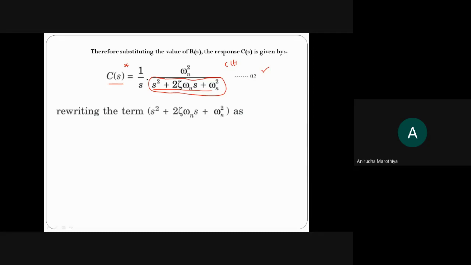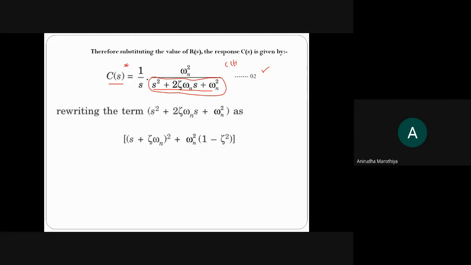That means we need to convert it maybe in the form of (s plus a) square or (s plus b) square, or you will see Laplace of sin or Laplace of cos. Ultimately we have to arrange it in that form so that when we apply the inverse Laplace, we get the answer directly. So how will we do that? See here, this expression is nothing but s square plus twice zeta omega n s plus omega n square. In this particular case, we need to apply a logic and convert this into some standard form.